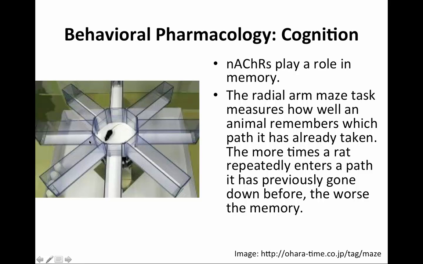Which nicotinic receptor subtype is involved in cognition? In this experiment, a radial arm maze task is used to investigate working memory. In this task, rats or mice are trained to enter the arms of the maze for a reward. If the animal goes into an arm that it has already visited, this is considered an error in working memory. The number of different arms that the animal enters before it makes a repeated entry is a measure of working memory.